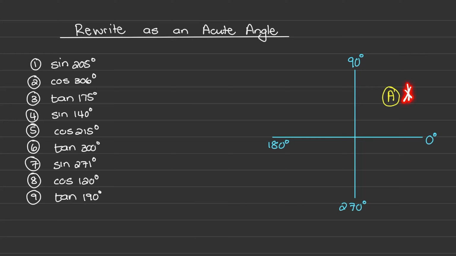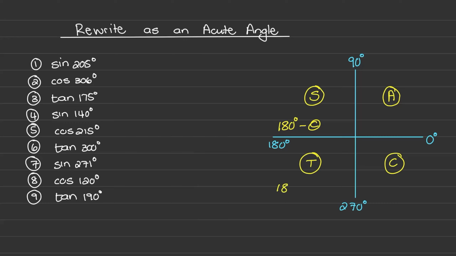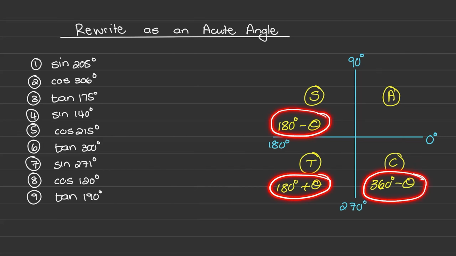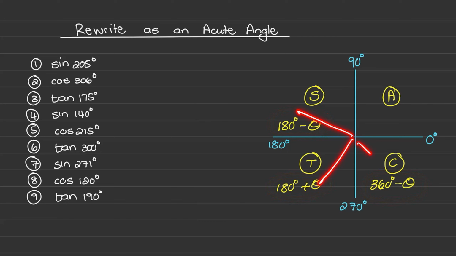In the first quadrant, all the trig ratios are positive. In the second quadrant, only sine is positive. In the third, only tan. And in the fourth, only cosine. We also know that the second quadrant can be represented by 180 degrees minus theta, the third quadrant by 180 degrees plus theta, and the fourth quadrant as 360 degrees minus theta. These expressions we would use to rewrite any angle in any quadrant as an acute angle in the first quadrant.